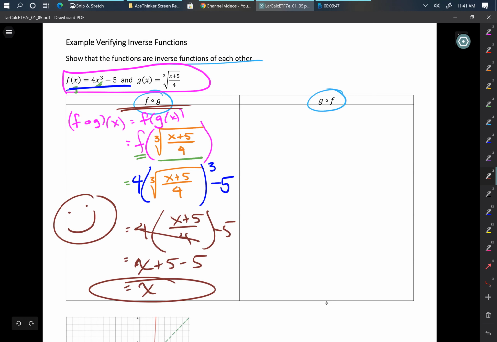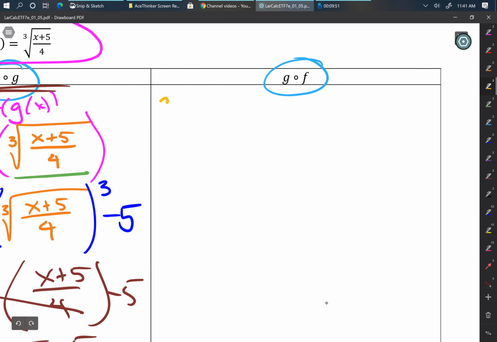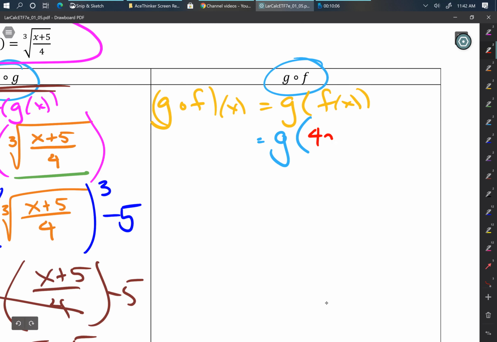Now I'm going to do the other one. Right? G of f. So I'm going to perform the composition g composed with f of x. So that's g of f of x. I'll start out by doing the same thing I did before. Replace the inside function with its value. In this case, f of x was 4x cubed minus 5, right?